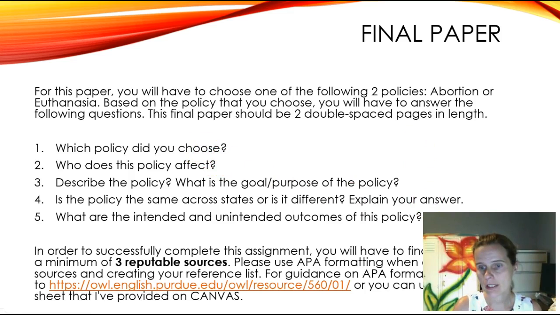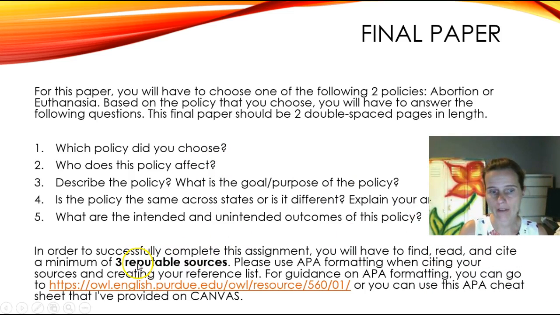In order to complete this assignment successfully, you will have to use 3 reputable sources. So again, find 3 sources that are reputable, like for instance government websites. Find those sources and then cite them appropriately in your paper using APA formatting. If you are uncomfortable with APA, then please visit the OWL at Purdue. They have a great website. Also on Canvas, I have provided you with an APA cheat sheet, so you're more than welcome to use that as well to guide you as you put together your APA references.